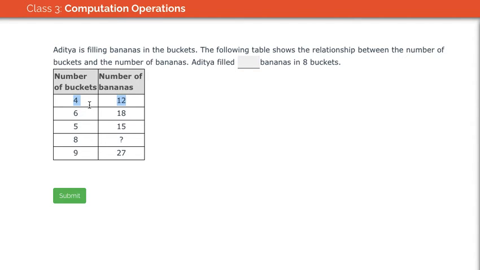What is 4 into what is equal to 12? 3. 6 into what is equal to 18? 3. 5 into what is equal to 15? 3. 9 into what equals 27? 3. So 8 into 3 will be how many bananas are in 8 buckets. 8 into 3 is equal to 24.